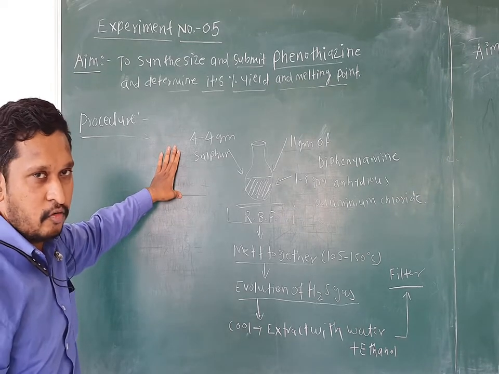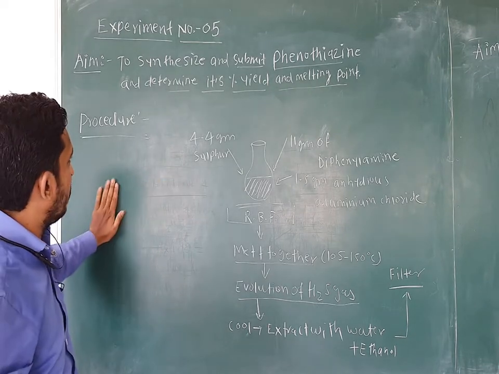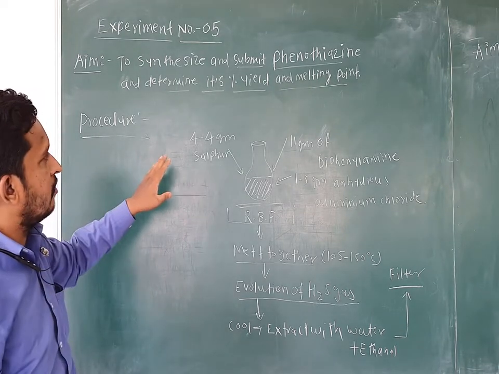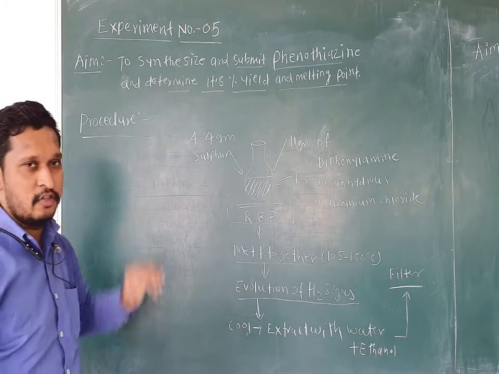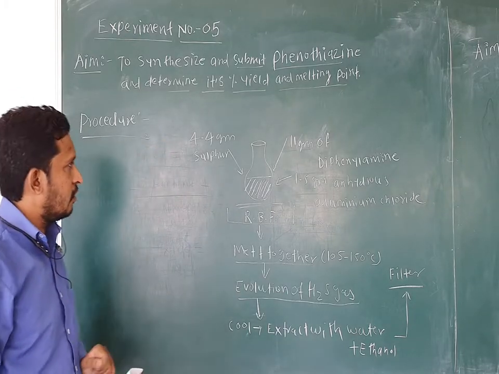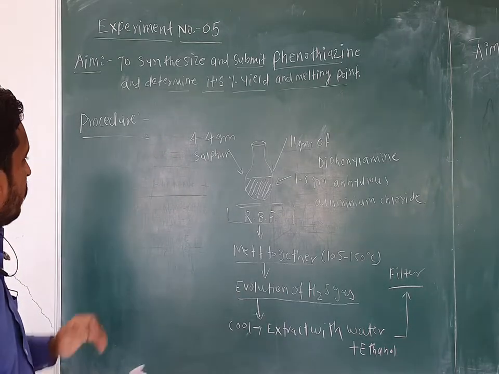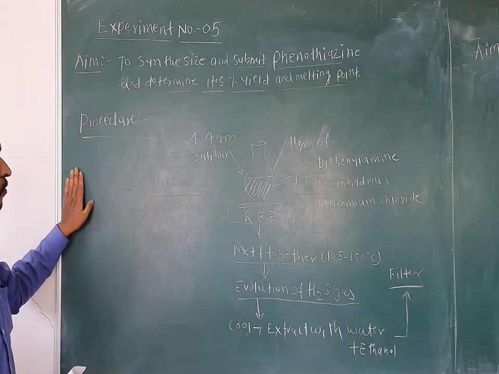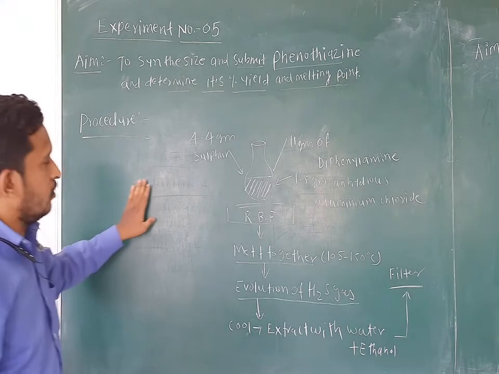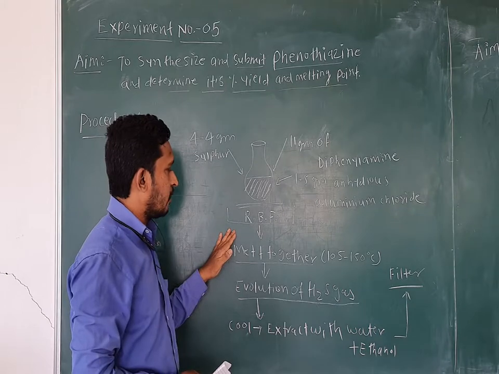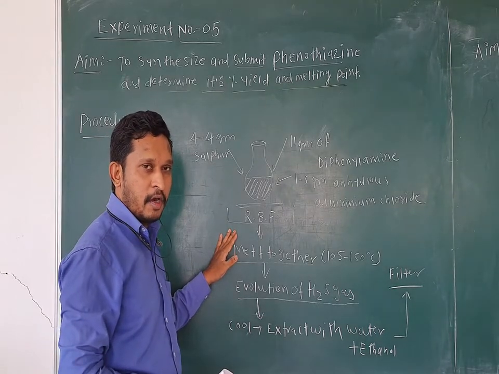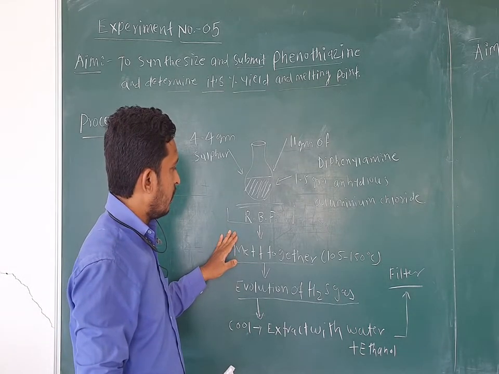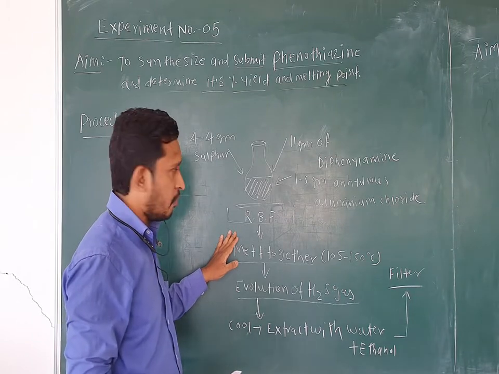So let us do the experiment, that is synthesis of phenothiazine. First of all, let us see the procedure. In the procedure, first you have to take a 250 ml round bottom flask. You have to clean it and dry it.